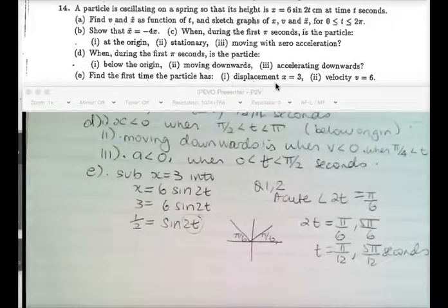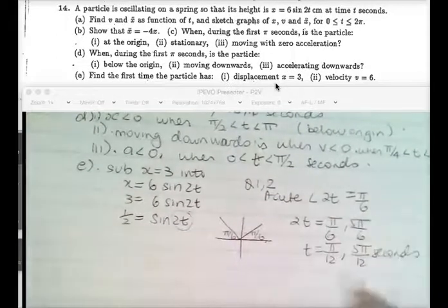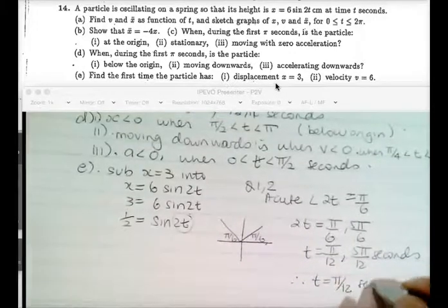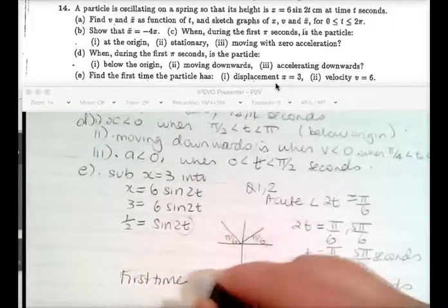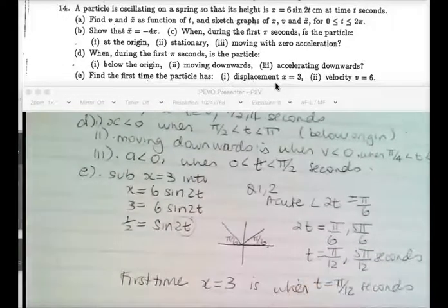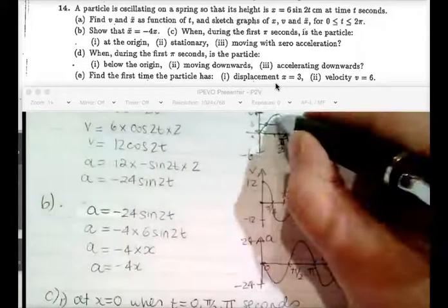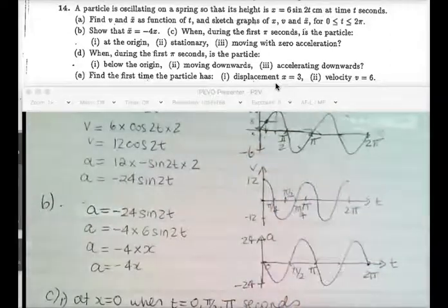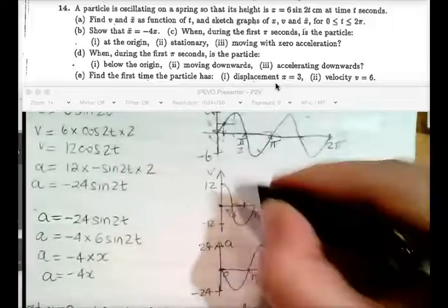But we only want the first time when displacement x is 3. So therefore, it's at time equals pi on 12 seconds is the first time. So first time that x equals 3 is when time equals pi on 12 seconds. And you can see that would be about the case there. That's pi on 4. So this would be at pi on 12. Okay. Now, the next bit, when does velocity equal 6?